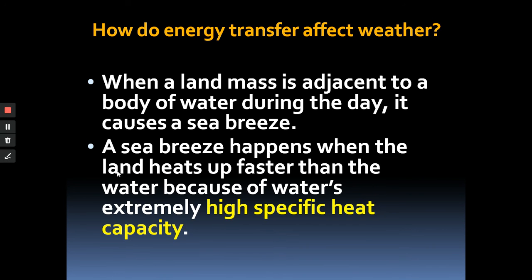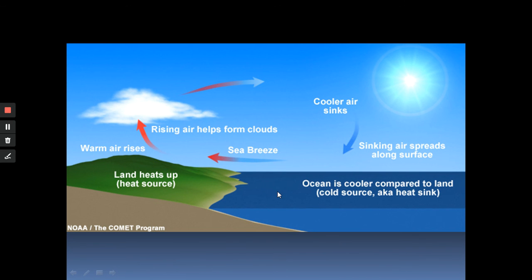A sea breeze happens when the land heats up faster than the water because of the water's extremely high specific heat capacity. Here is a demonstration picture. When there's sun, the land heats up first. So the air is going to rise, circulate, and come over the water, where it cools down, because water is much cooler compared to the land. That's why whenever you jump into the water, you feel much colder than outside. Then the air moves this way, and that's called the sea breeze.